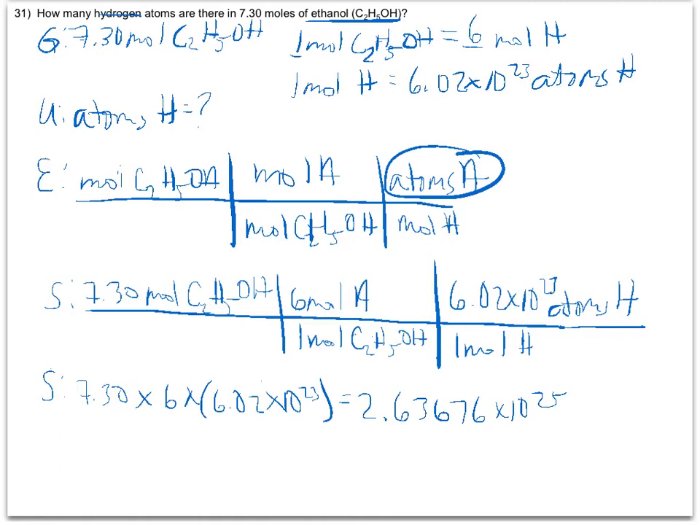Alright, so last step is sig figs. 3, these are perfect. Mole to mole ratios are always perfect. And 3. So our answer needs to go to 3, which means here, the 6 is going to round the 3 up, so you get 2.64 times 10 to the 25th atoms of hydrogen.